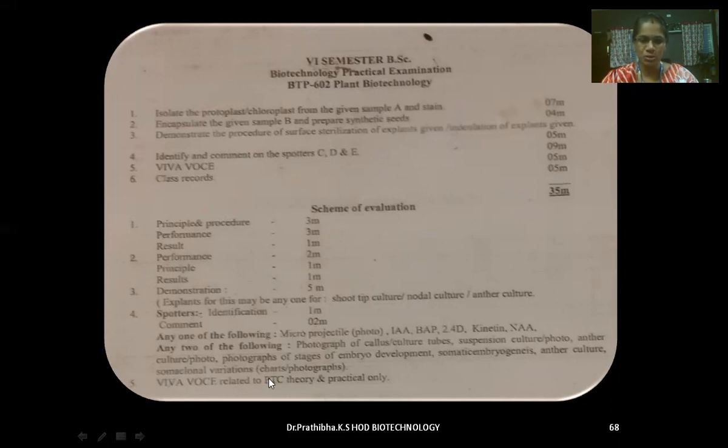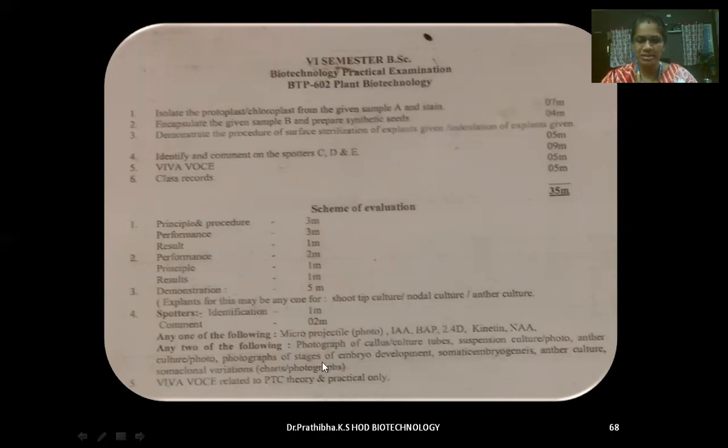Okay. Now let us go through some of these spotters which you may get in your examination. Okay. First spotter, microprojectile. We may keep photographs of that. IAA, BAP, 2,4-D, kinetin, NAA. Any two of the following: photograph of callus culture, photograph of suspension culture, anther culture photo, photographs of stages of embryo development, somatic embryogenesis, anther culture, somaclonal variation, charts or photographs you are going to get.